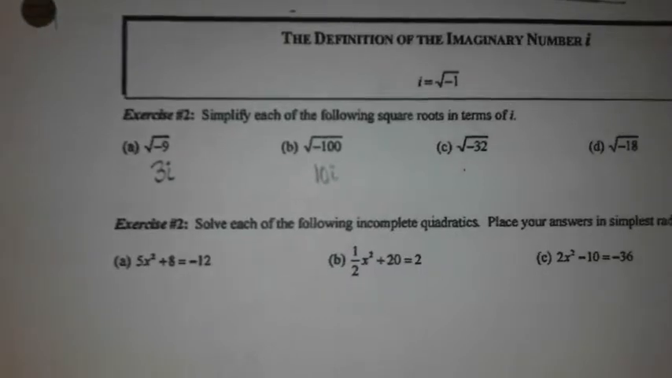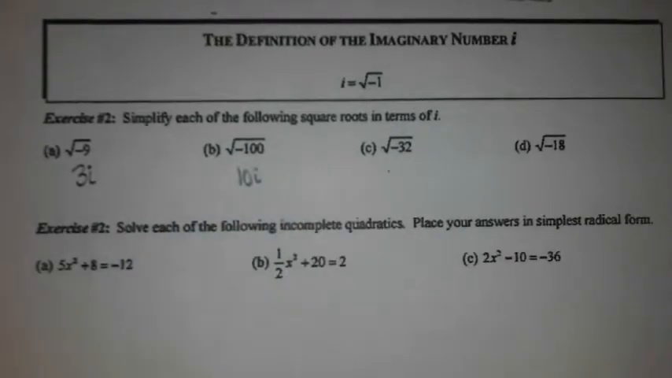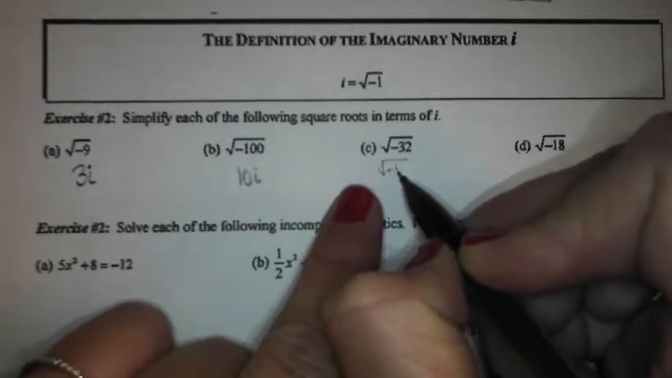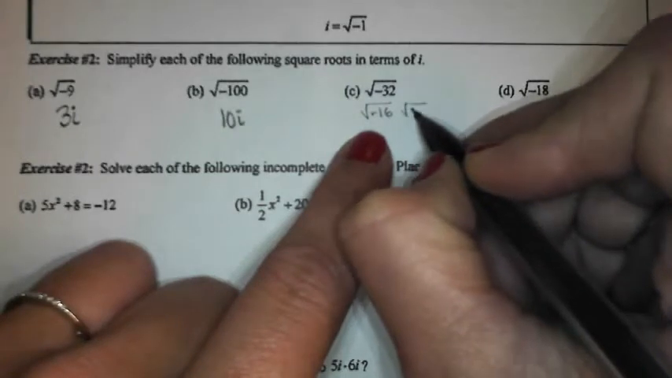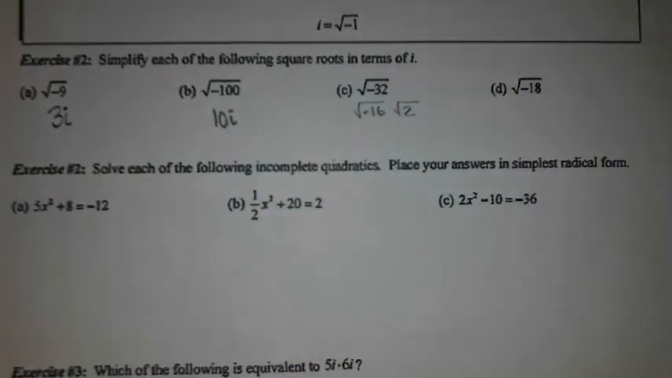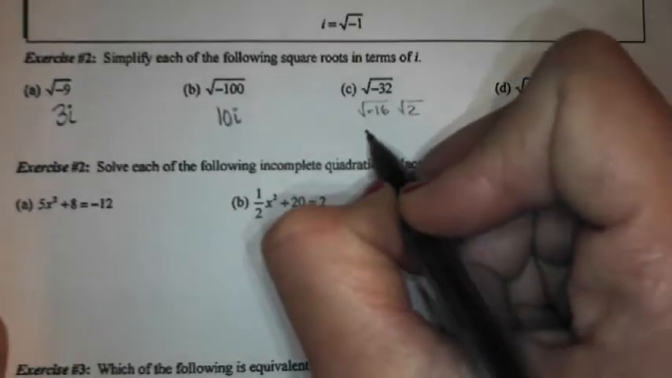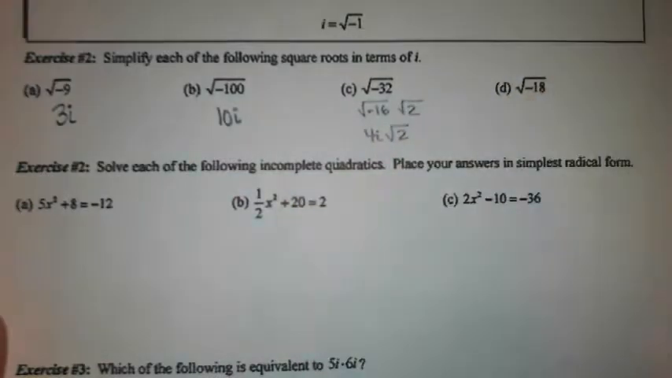Okay? So those were perfect square numbers. Now take something like the square root of negative 32. There is a negative there. But go back to what's the biggest perfect square that goes into 32? 16. So when you break this up, keep the negative with the perfect square: root of negative 16 times root 2. And then the square root of negative 16 is 4i, right? 4i root 2 would be your final answer there.